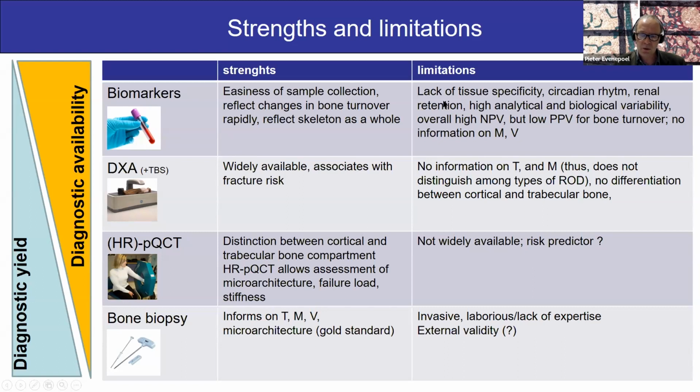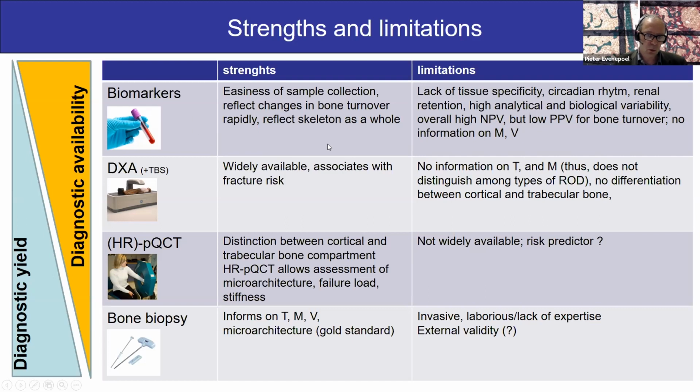If we compare them with the gold standard, which is still bone biopsy, they all show a high negative predictive value. So they're very good at excluding a certain bone condition, but in confirming a certain bone condition, for example, low or high bone turnover, their performance is much poorer. So they have a rather low positive predictive value, especially for bone turnover. And last but not least, they give little or no information on the mineralization status or the volume of the bone.